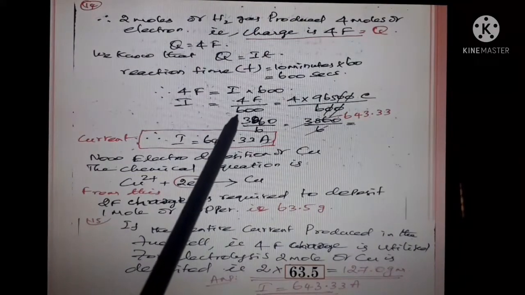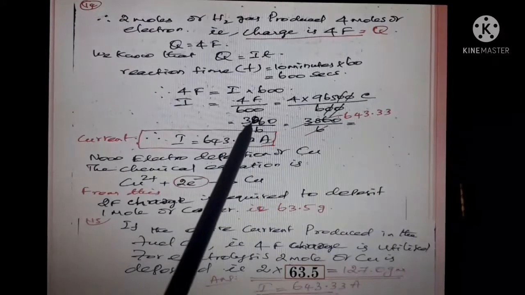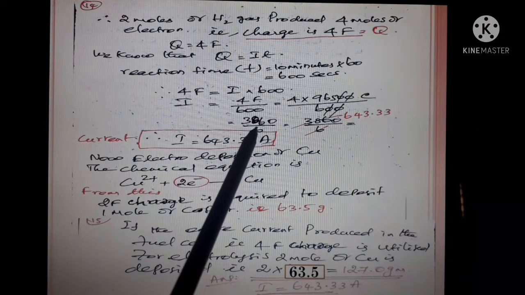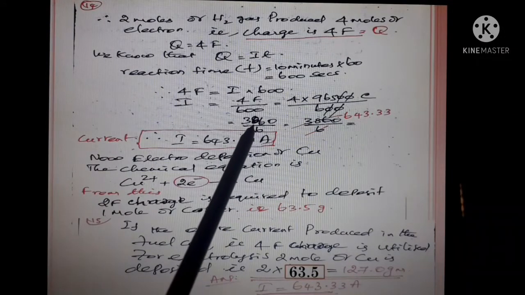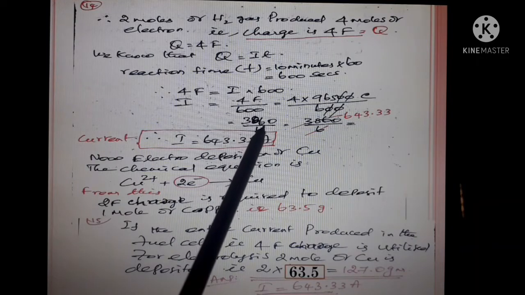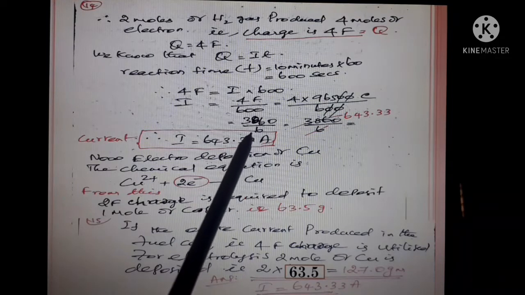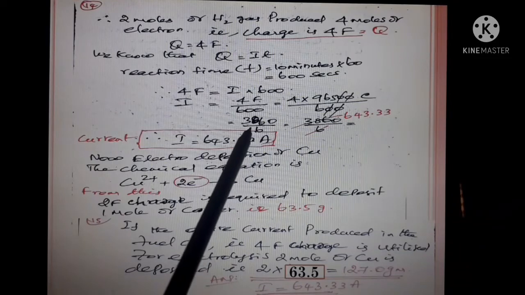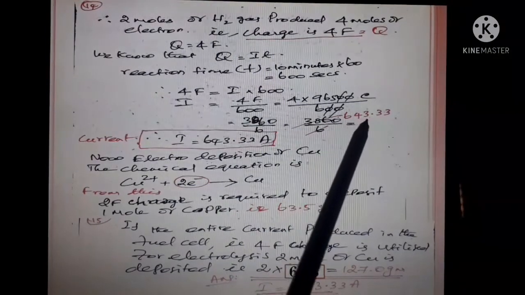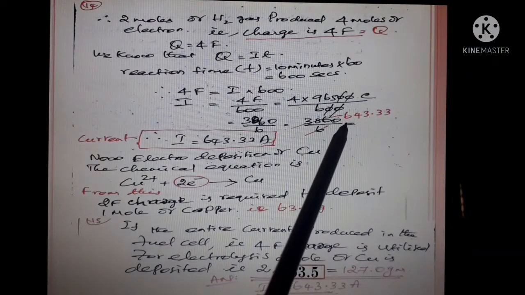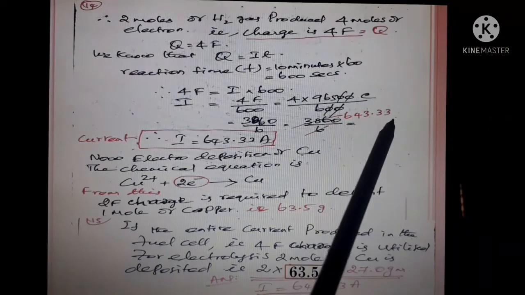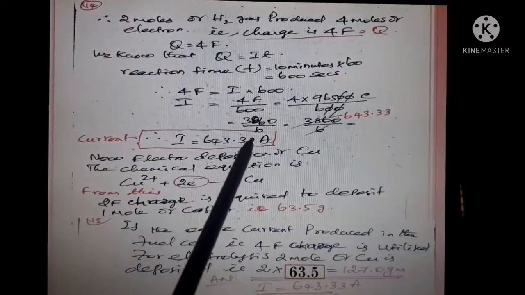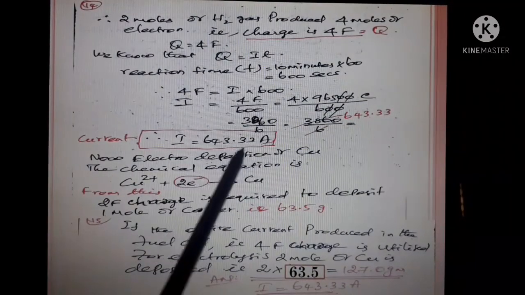So 3,860, sorry, 386,000 divided by 600. Cancel it. 643.33 is the value. This is the current value.